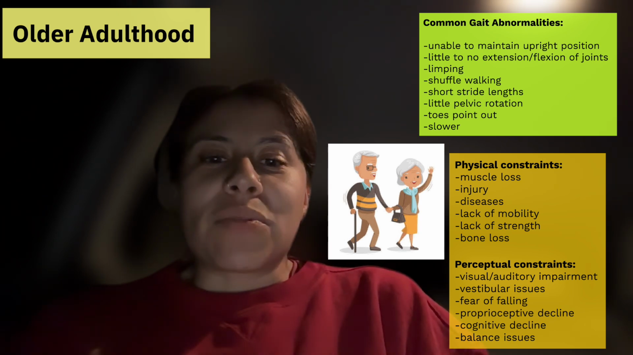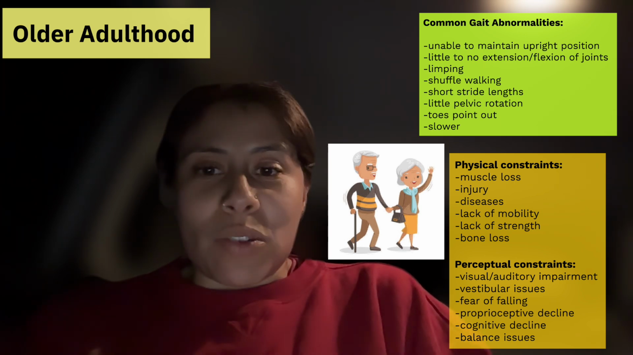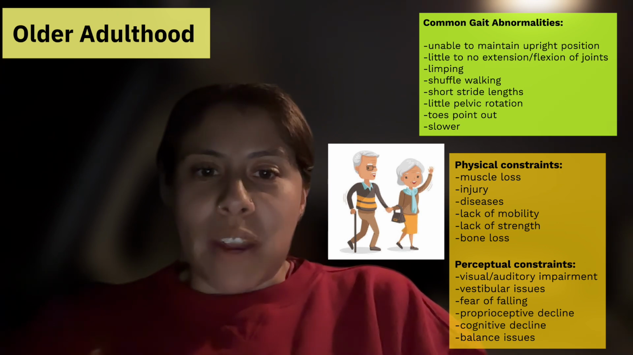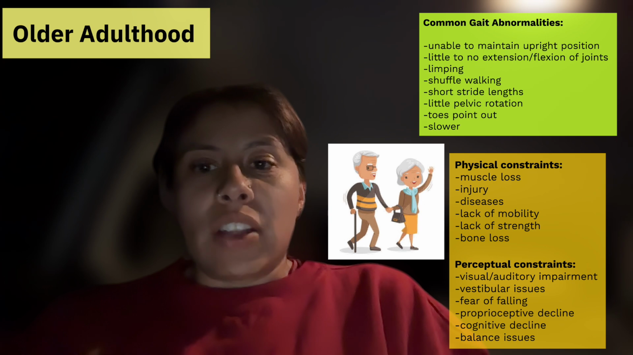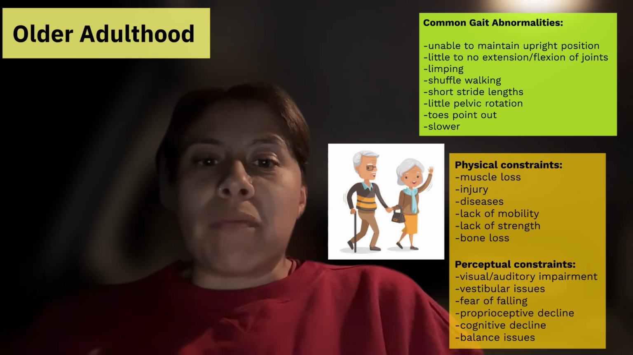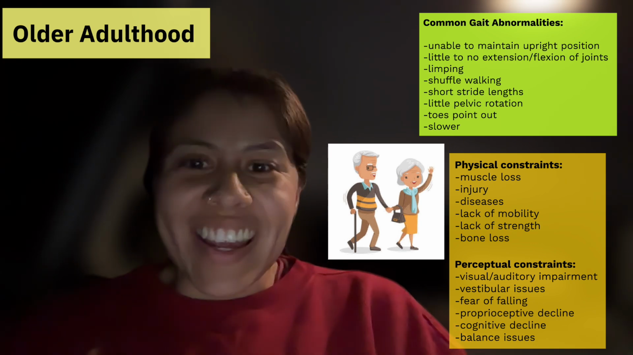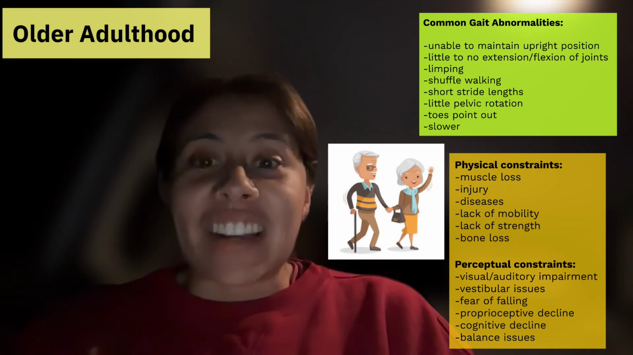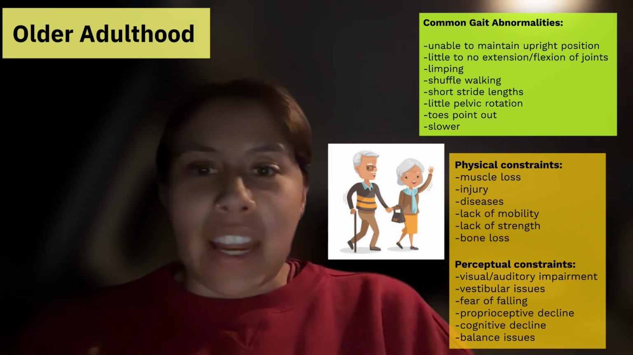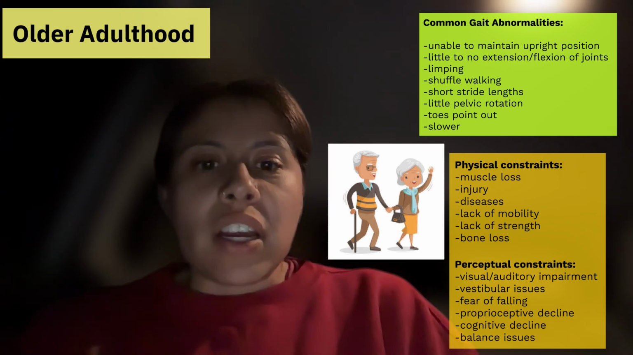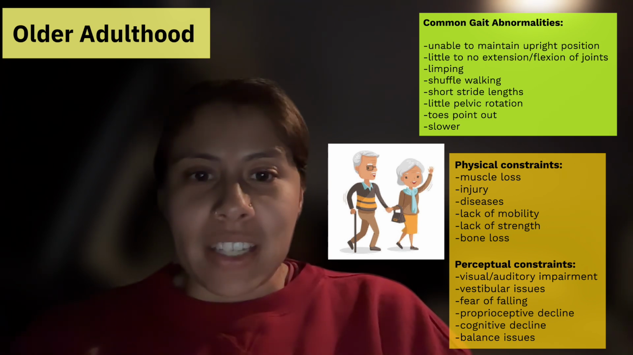Some perceptual constraints would be visual and auditory impairment. This happens with older age and can affect the way that you walk. You can basically have a lack of vision, which can contribute to improper gait or just affect your gait in general. Vestibular issues can lead to lack of balance.